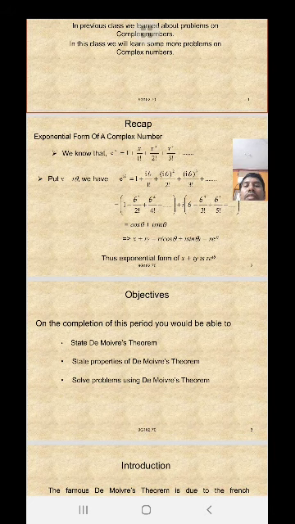Next, that equals cos theta plus i sin theta. That implies x plus iy equals r of cos theta plus i sin theta. That equals r into e power i theta. Thus, exponential form of x plus iy is r into e power i theta.